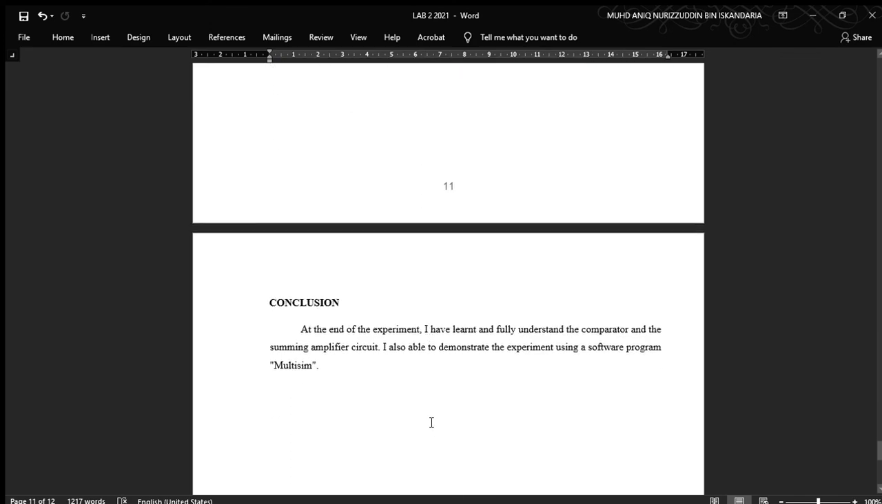Now let's go to the conclusion. At the end of the experiment, I have learned and fully understand the comparator and the summing amplifier circuit. I am also able to demonstrate the experiment using a software program, Multisim.